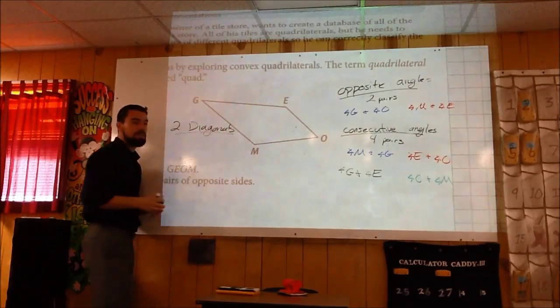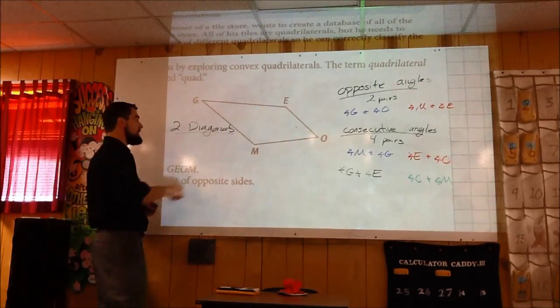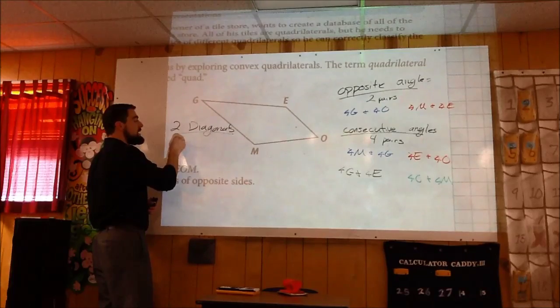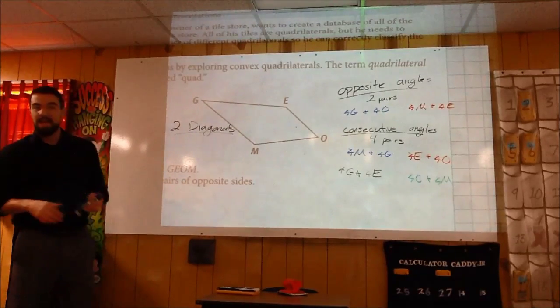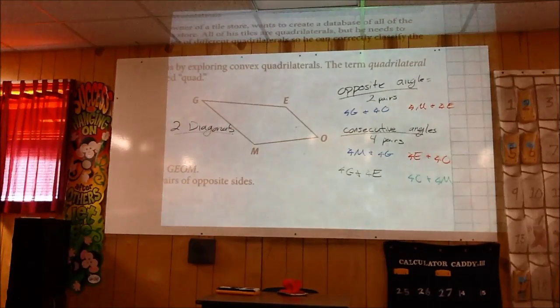Every single one has 2 diagonals. For this shape, named this way, are my diagonals drawn in right now? No, they're not drawn in my diagram, but can we add them in? Yes, there exists diagonals. Between any 2 points, there exists a line. So you are allowed to draw those in.